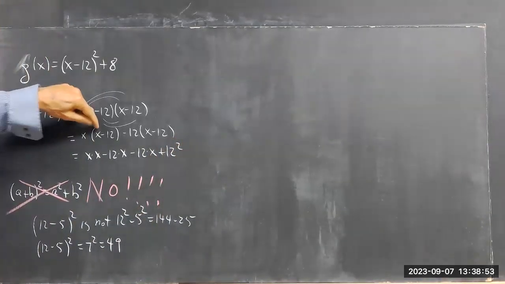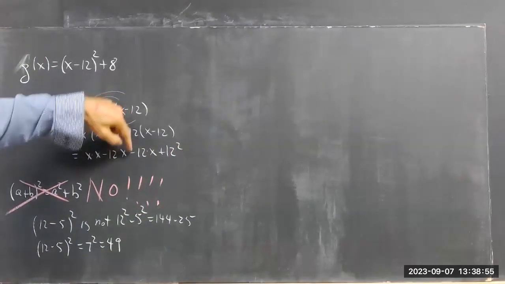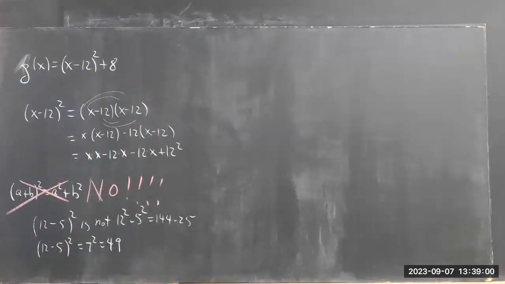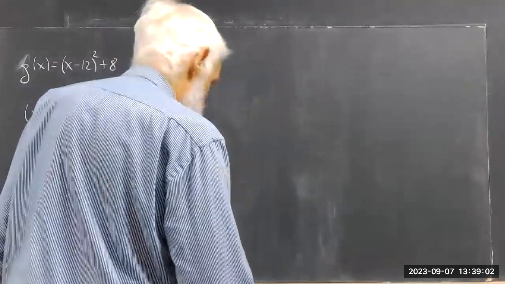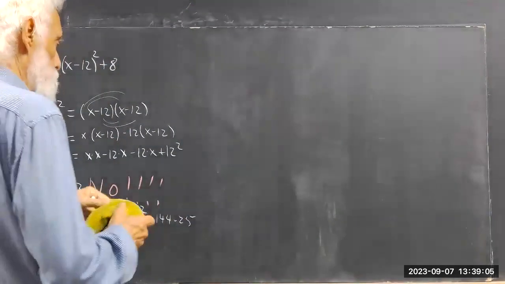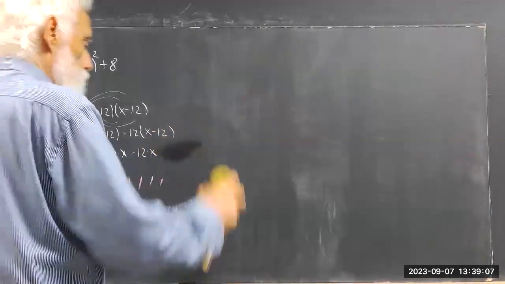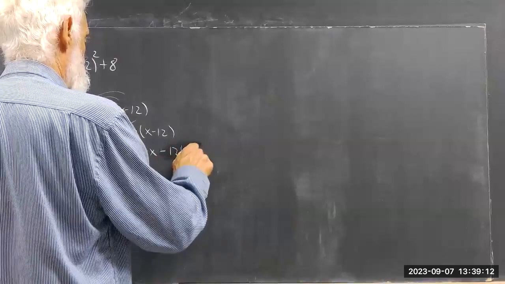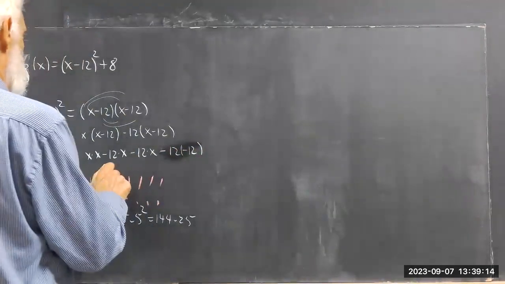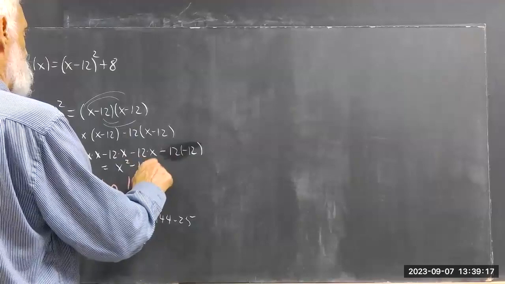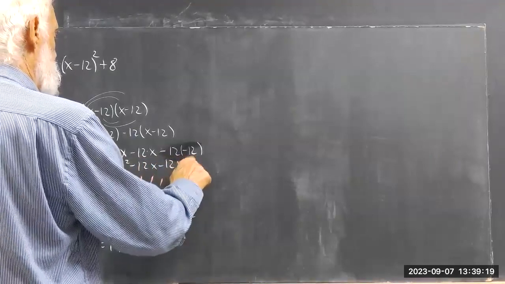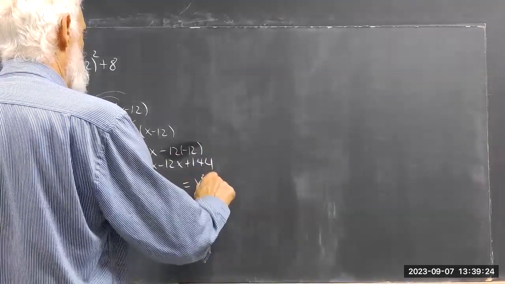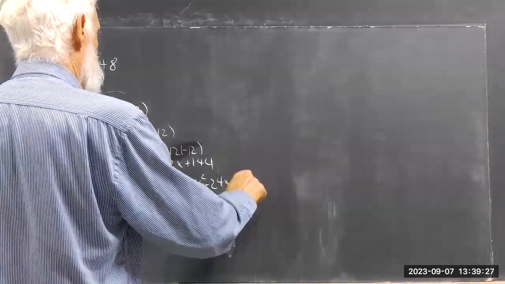Okay, so that's x times x, minus 12 times x, minus 12 times x, minus 12 times minus 12. And I wrote down plus 12 squared. I want to be very detailed about this. That is x squared minus 12x minus 12x plus 144, which is x squared minus 24x plus 144.